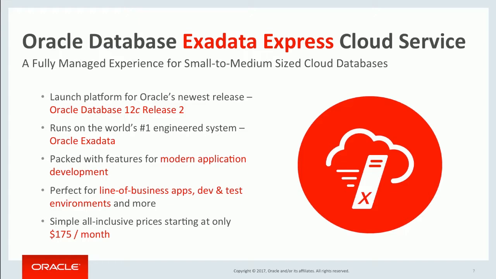But what's really nice is that it has an all-inclusive price starting at $175 a month. So for $175 a month, you can get the smallest service, which is a 20 gigabyte service. And it includes everything. So it includes the 12.2 database plus most database options. That's Enterprise Edition. You get access to Exadata features, since it's running on Exadata. It includes support. So everything's all in one price. We're not nickel and diming you after that. You pay the $175, you get the 20 gigabytes.